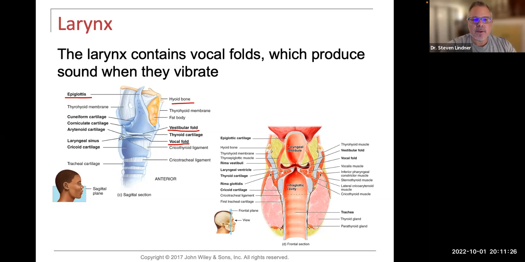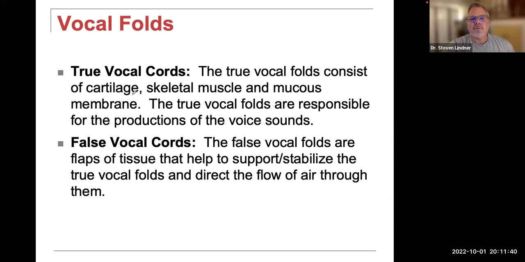Here is the cricoid. So you can see it from the anterior and the posterior because it makes a complete ring. The C cartilage, or the tracheal rings, do not close off on the posterior. The true vocal folds consist of cartilage, skeletal muscle, and mucous membrane. The true vocal fold is responsible for the production of the vocal sounds. The false ones are these flaps of tissue that help to support and stabilize the true vocal folds, and they're more important in directing the flow of air through.